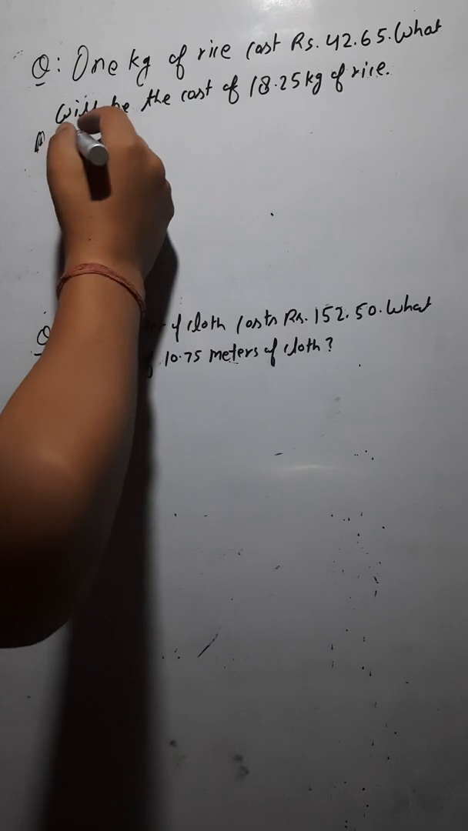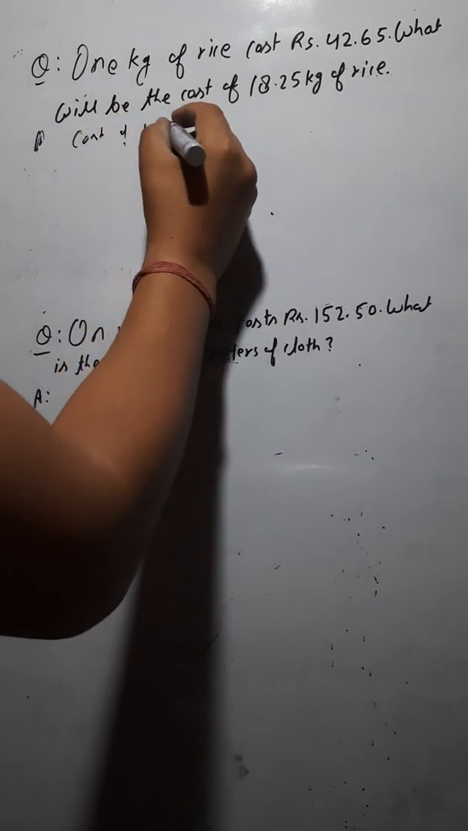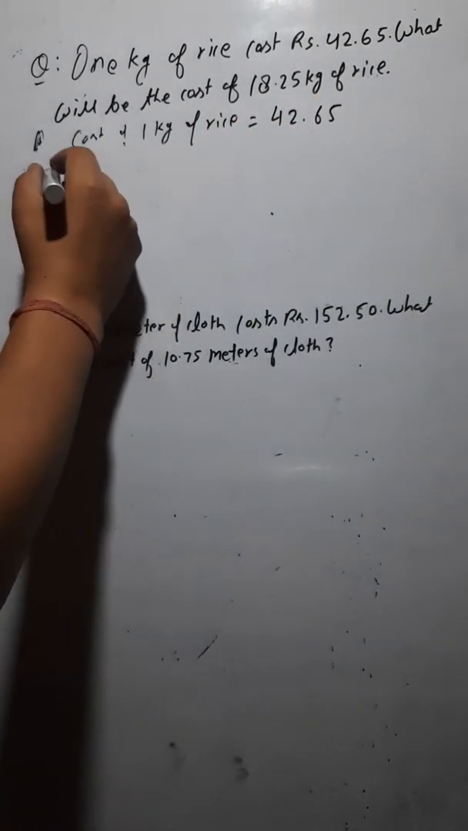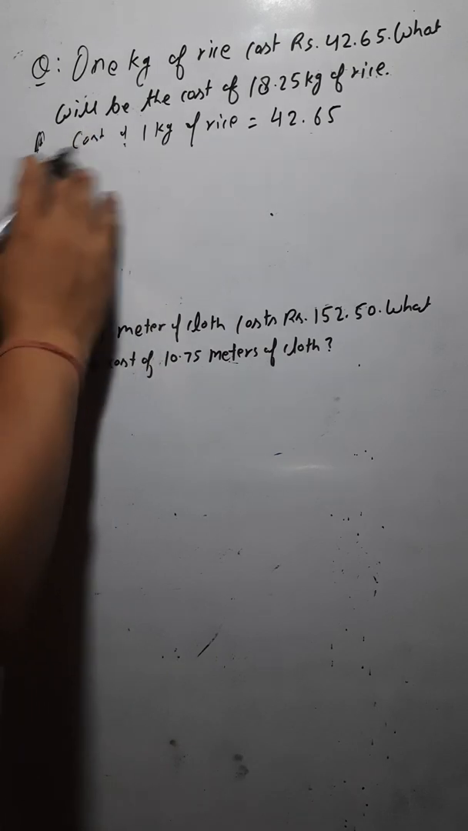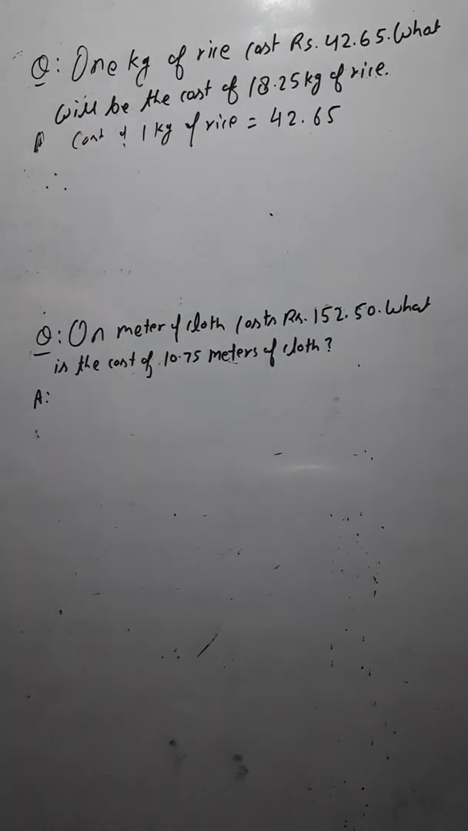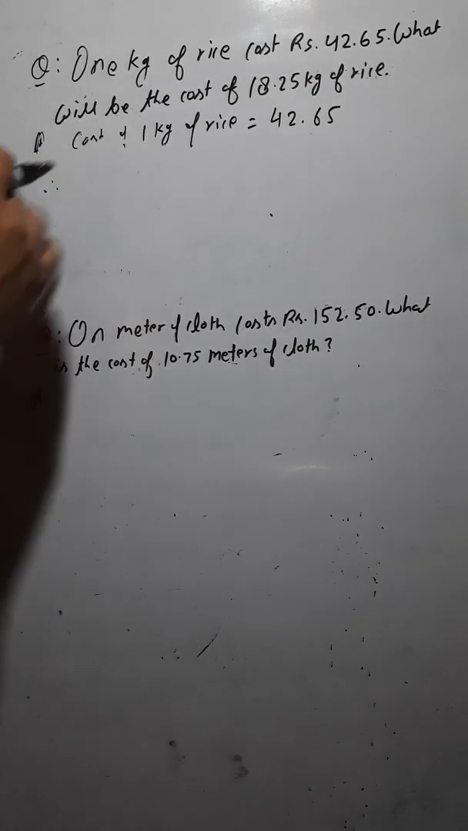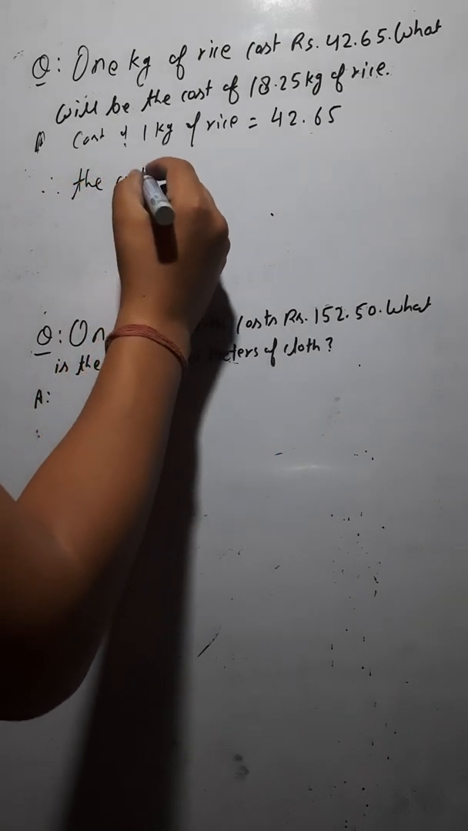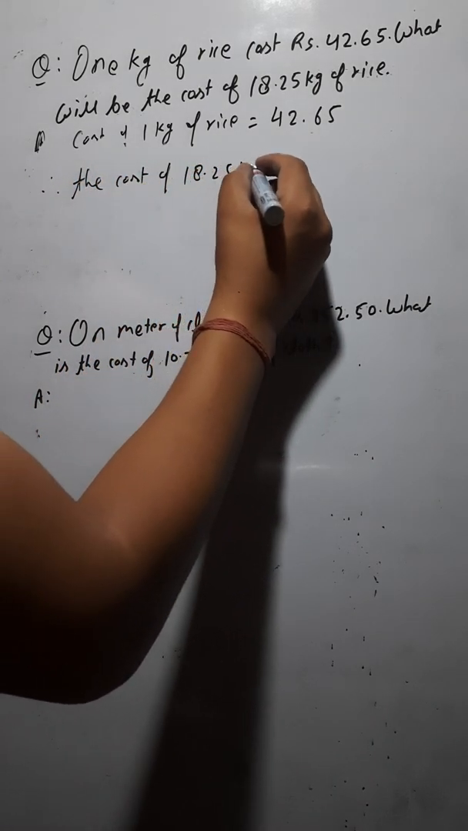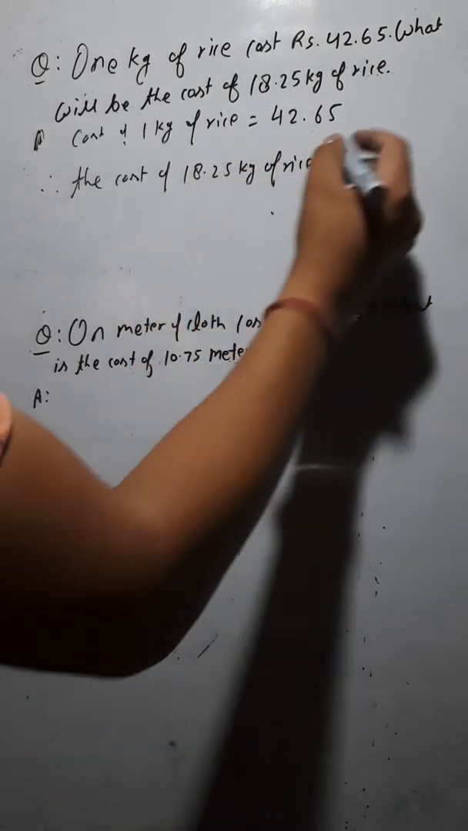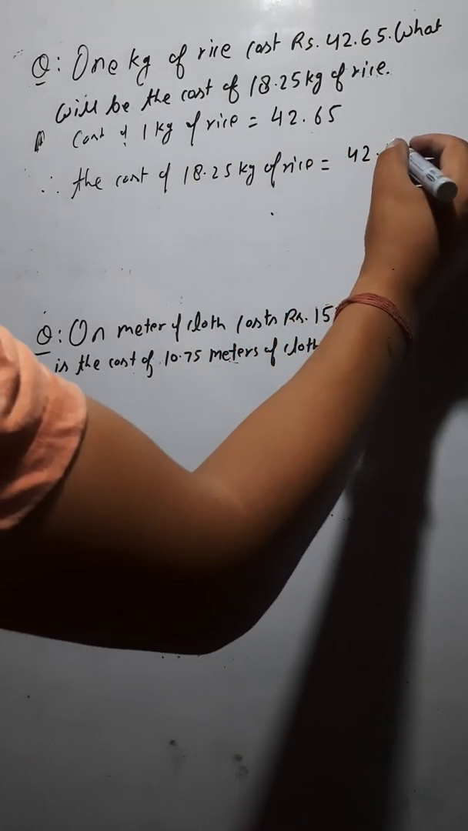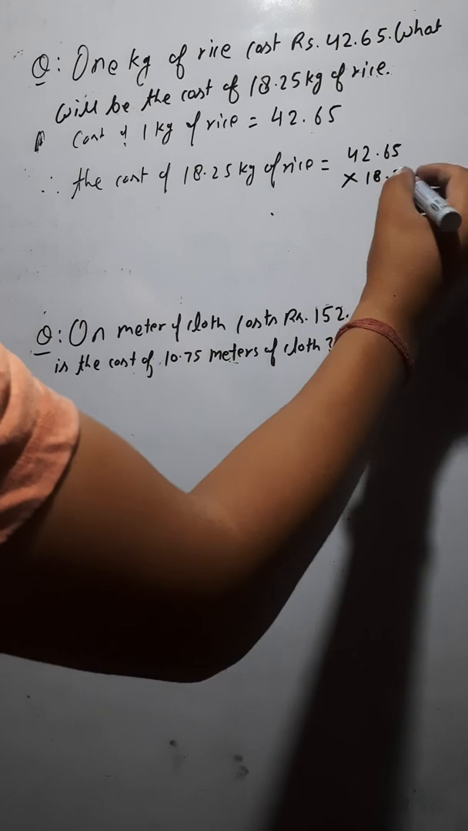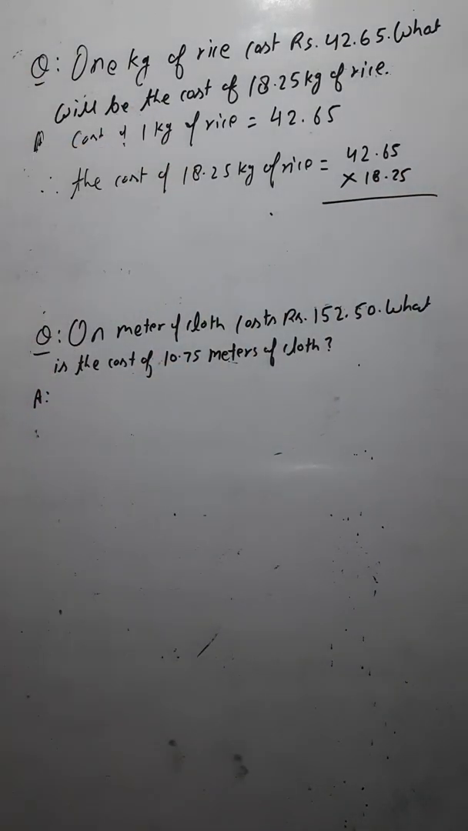So I would write the method as: cost of 1 kg of rice. So what is the cost? It is 42.65. Okay, so therefore, I would use here the symbol. This is the symbol of therefore, one upside, two downside. Therefore the cost of 18.25 kg of rice. So what are you going to do? You are going to multiply 42.65 by 18.25.